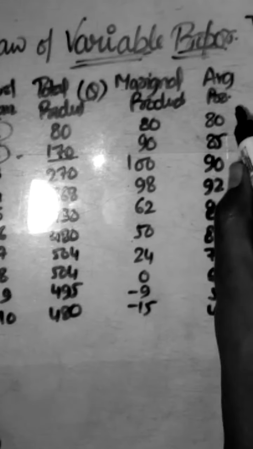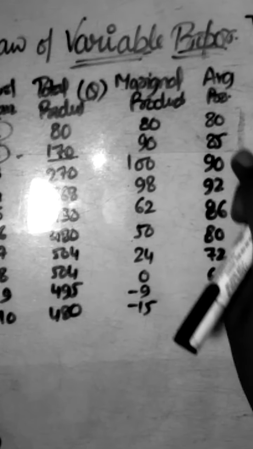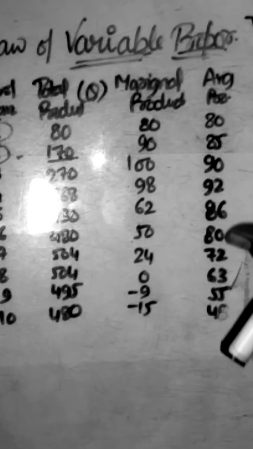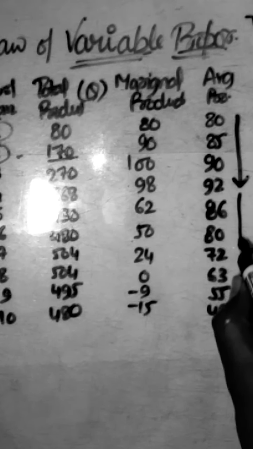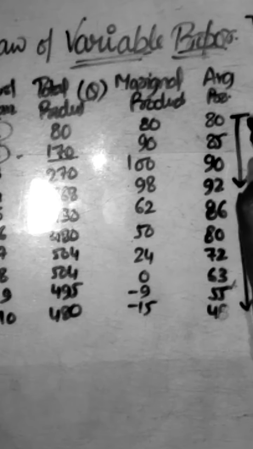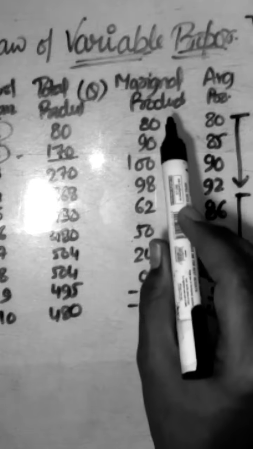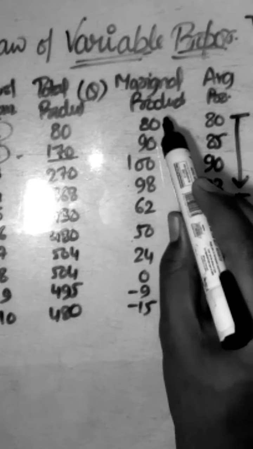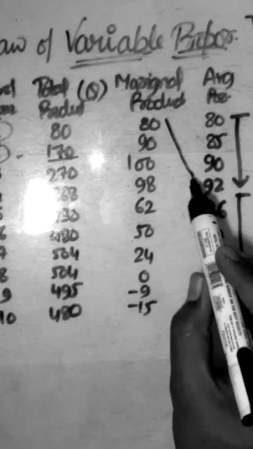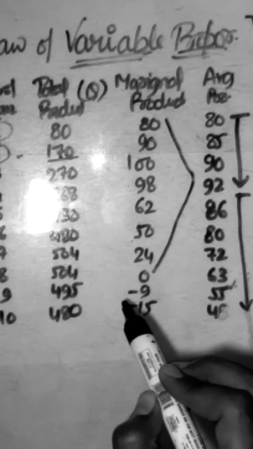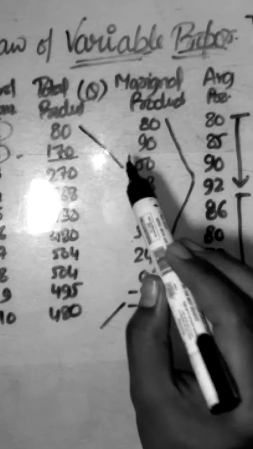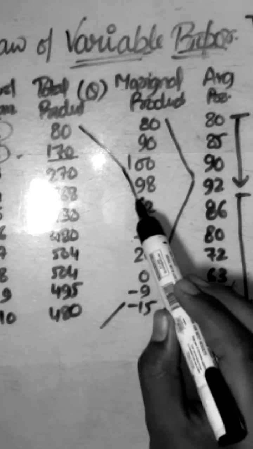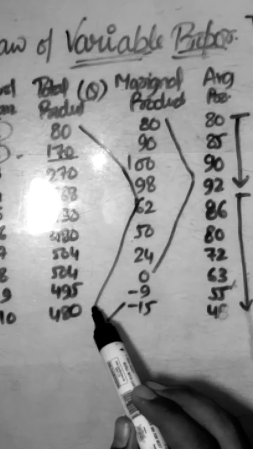So the law of variable proportion deals with this trend of average production. So what's going on in this average production trend? At first it is increasing, then it's decreasing at a very high rate, right? If we come to the marginal production, then first it is increasing, then it's decreasing, becoming zero, and then negative. If we come to the total production, first it is increasing at an increasing rate, then increasing at a decreasing rate to its max, and then starts falling.